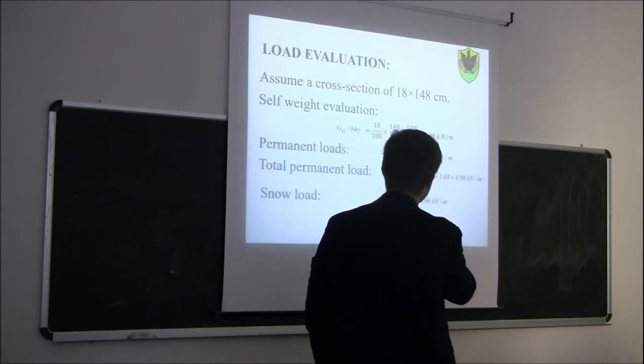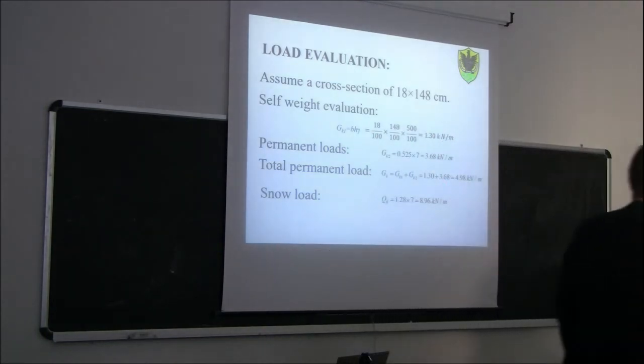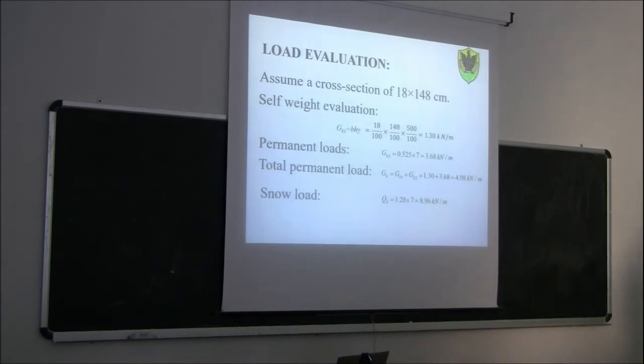Then the permanent load: we had a pressure of 7 kilonewton per square meter, which is the permanent load above the beam. We multiply this by the tributary width, which is the spacing between the beams, 7 meters. Then we sum the two permanent loads, GK1 plus GK2, which as we said before is a mean value. And we get 4.98 kilonewton per meter.